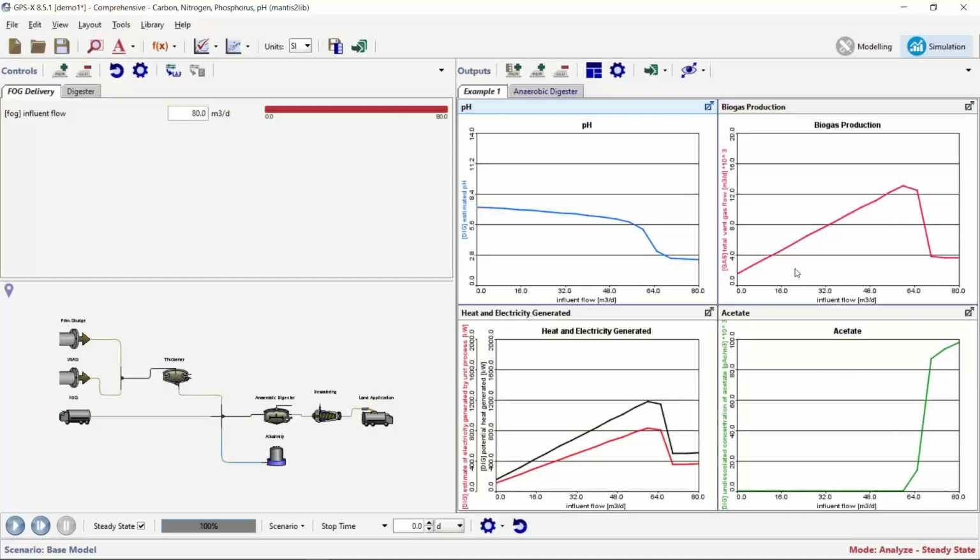So that has a huge impact, you can see there. And of course, with the biogas production, adding more of the fog gives us a lot more gas, but then it hits that peak just around the time when suddenly the acetate takes off, because now the system's no longer able to absorb and actually make use of that.